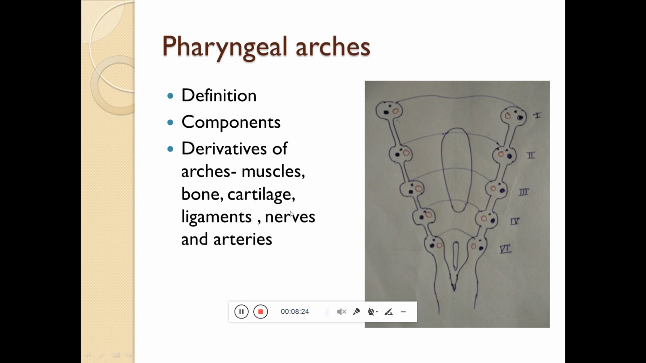Now one more thing. We'll go towards the second arch. The second arch is also known as the hyoid arch or stapedial arch. The nerve of the second arch is the facial or seventh cranial nerve, which develops from the second arch. All the muscles of the second arch are the muscles of facial expression. Apart from that, there are the posterior belly of digastric, stylohyoid and stapedius. They are also supplied by this arch and are derivatives of it.